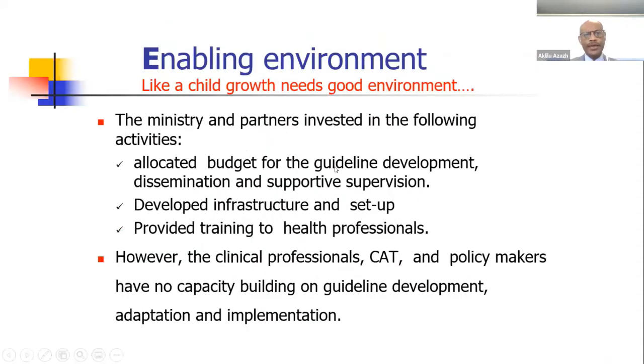And the other important issue is the enabling environment. Like a child grows in school, a good environment and good ecology is important for guideline development, implementation, monitoring and evaluation. Therefore, guidelines should really be adult and should be sustainable.